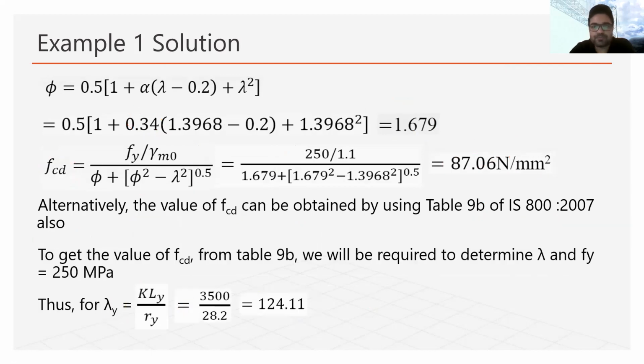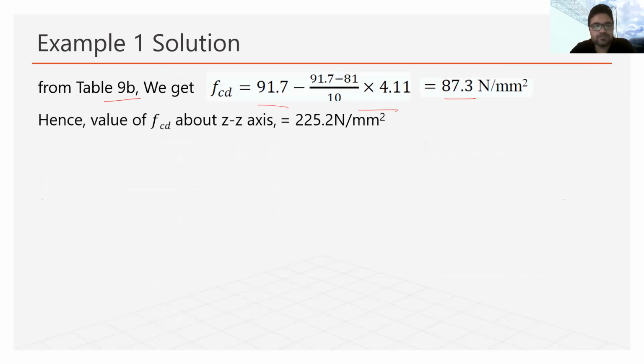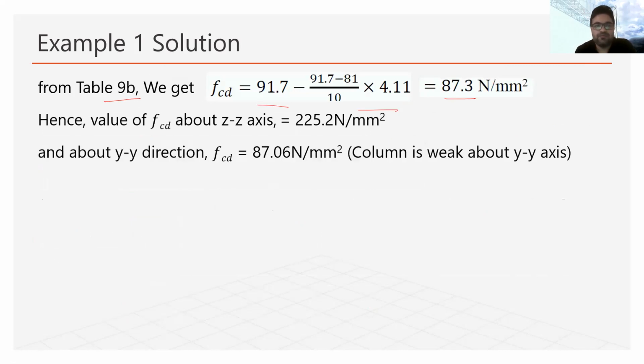So we will write here: for the z-axis FCD value is 225 and for the y-axis it is 87. So the lower value will be adopted because the column will fail along the axis which has the lower FCD value. That is why I have written here the column is weak about the y-axis, because about the y-axis it is taking only 87.3 Newton per square millimeter. So our adopted value of FCD is 87.06.